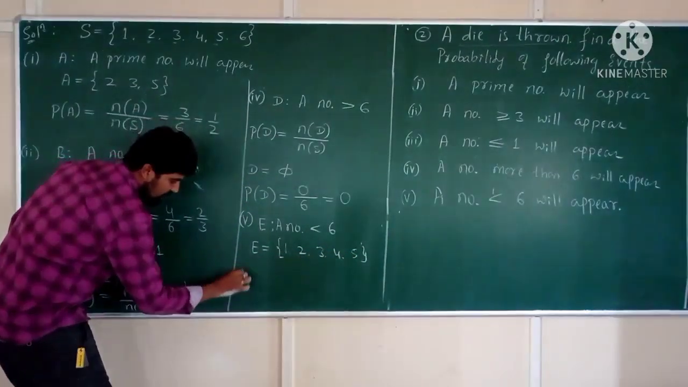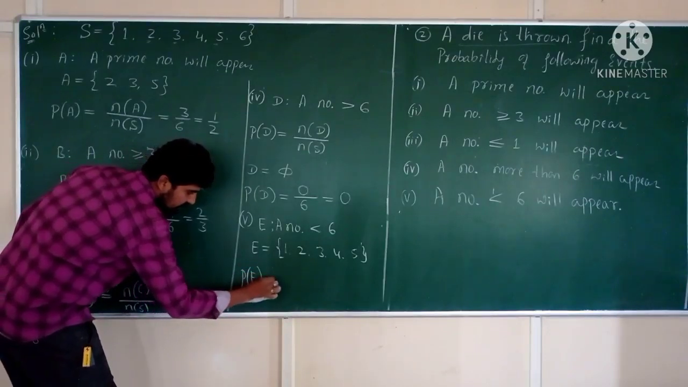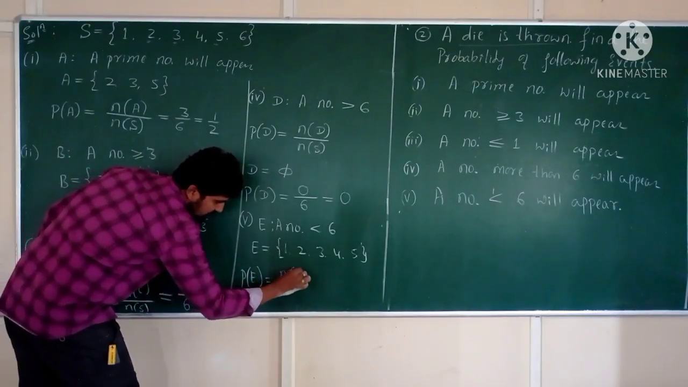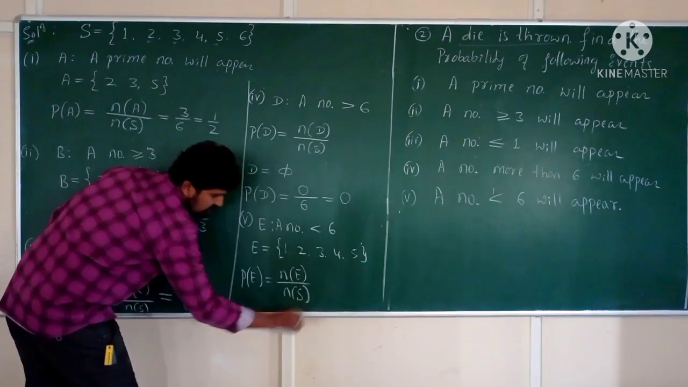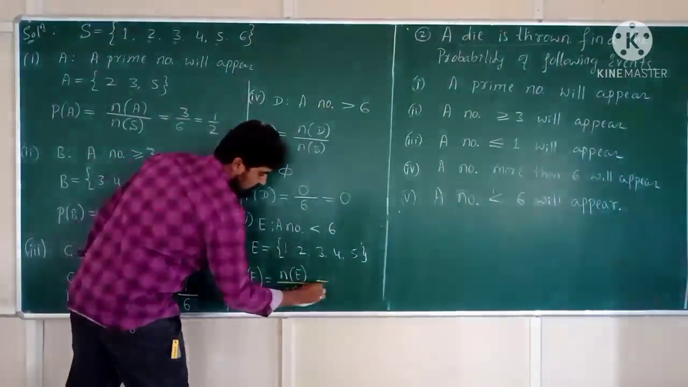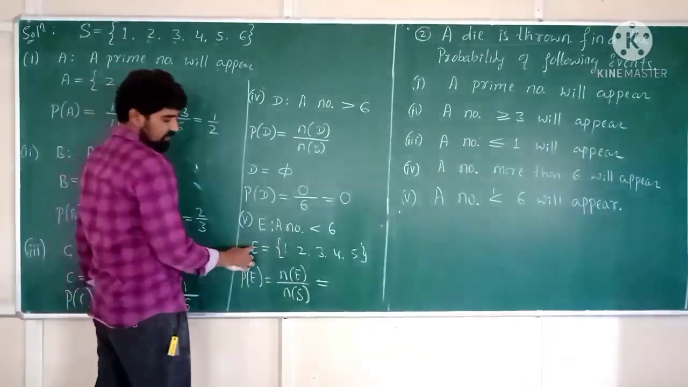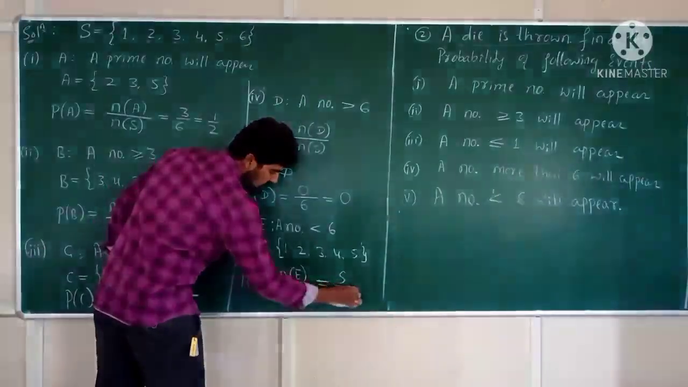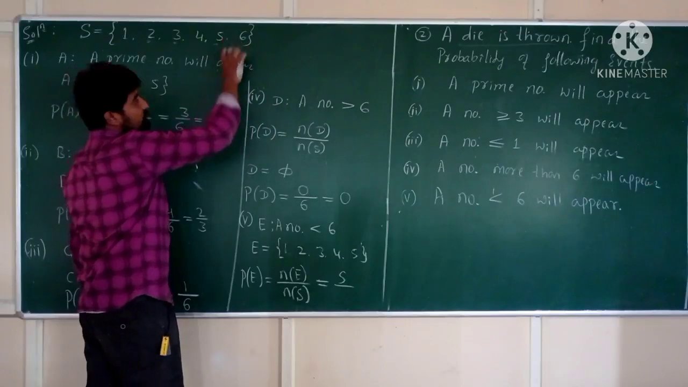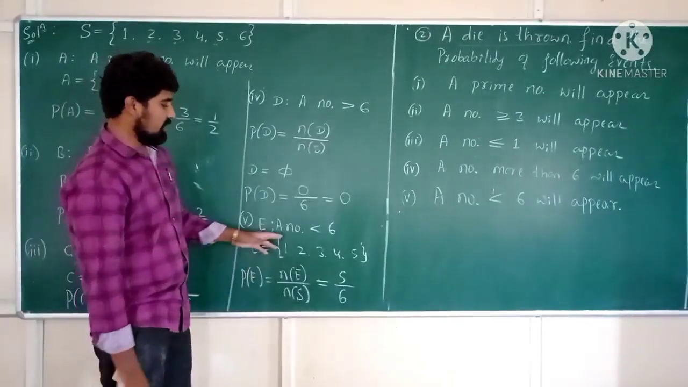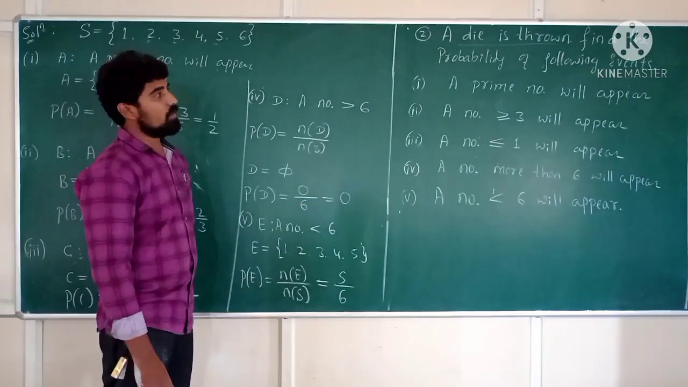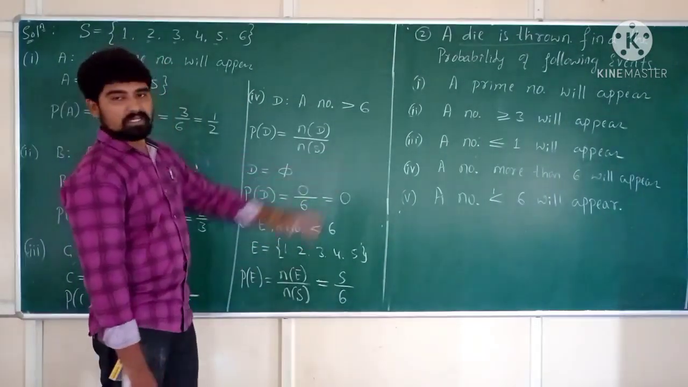Therefore, the probability of the event E is given by the number of outcomes present in the event E divided by the total number of outcomes present in the sample space, which is equal to the number of outcomes present in the event E, which is 5, divided by the total number of outcomes in the sample space, which is 6. Therefore, 5 by 6 is the probability of getting a number less than 6. I hope all of you understood. If possible, take a note.